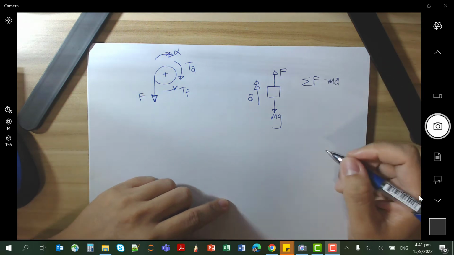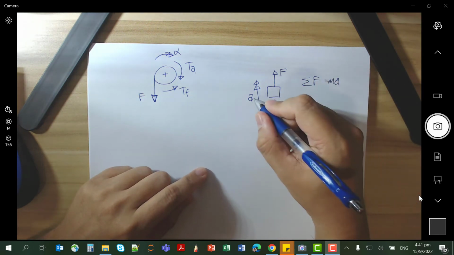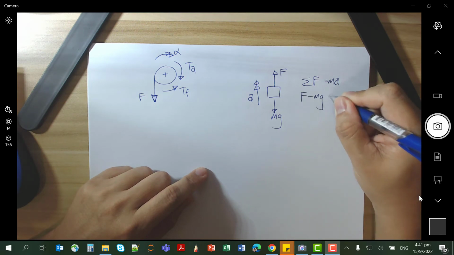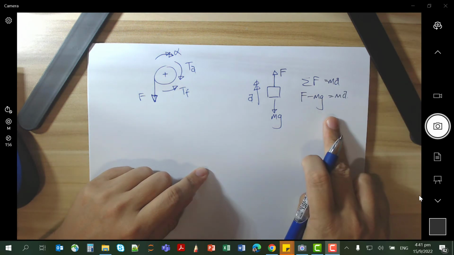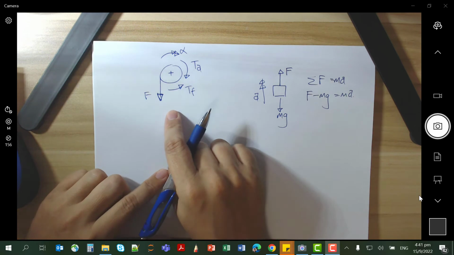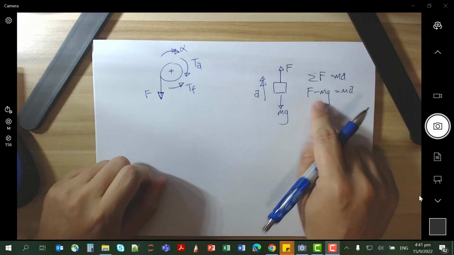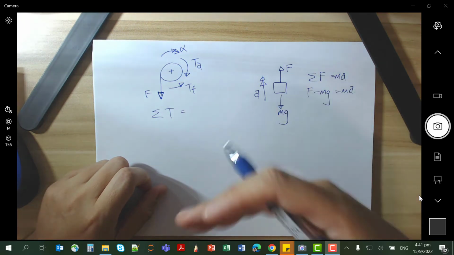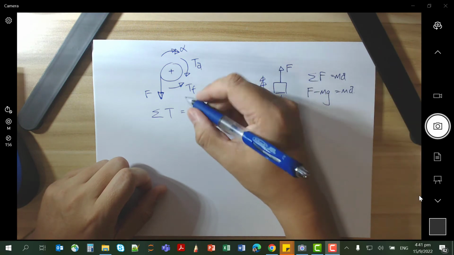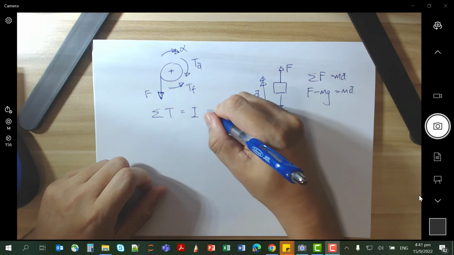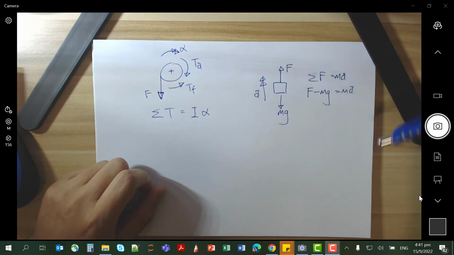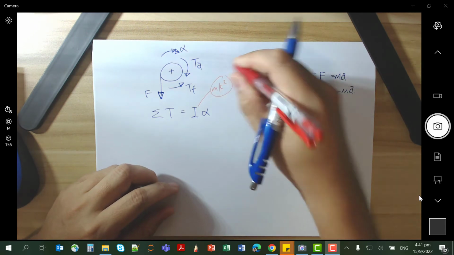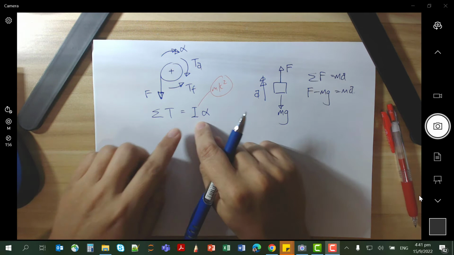I mentioned previously, the force that is in the same direction as the acceleration will be positive, so mg is negative. F minus mg is ma. This one is a bit more tricky, but very similar to this one. It will be the summation of torques equals some kind of mass times acceleration. But we don't use mass, we use I, and then we use angular acceleration. I has its own formula, I think it's mk squared, which you will be able to find, but nevertheless it is some kind of a mass.